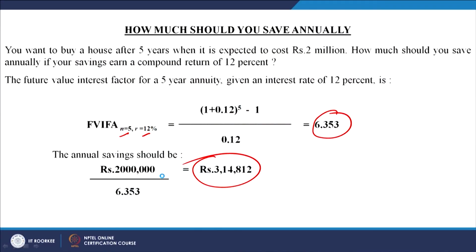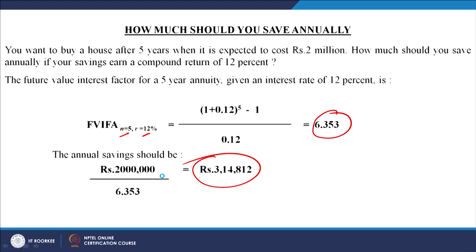You can easily answer this question, and it helps us find out that if you want a house of 20 lakh rupees, you can save annually 3,14,812 rupees, and after 5 years, if you earn the interest of 12% on it, that is a precondition, be careful that whatever amount you are saving here, 3,14,812, that should earn a minimum rate of interest of 12%.